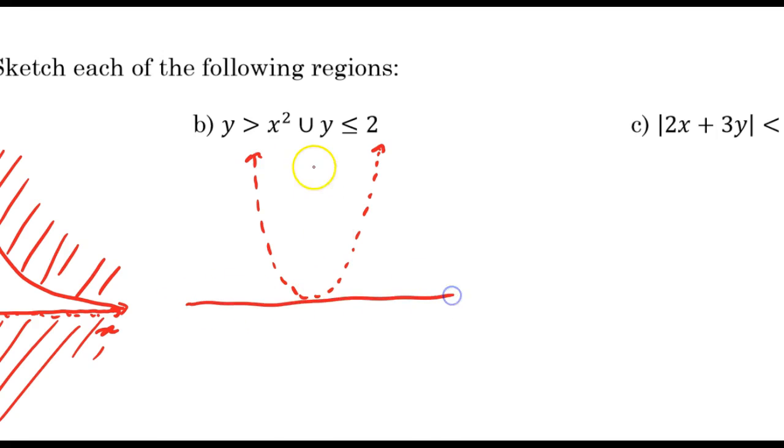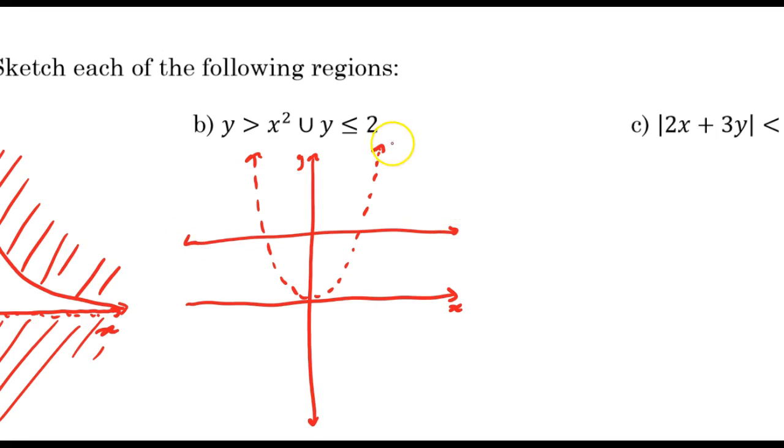My axes, x and y here. And then y is less than or equal to 2. So I think this can be a solid line. I just label these. y equals x squared, and call this y equals 2.